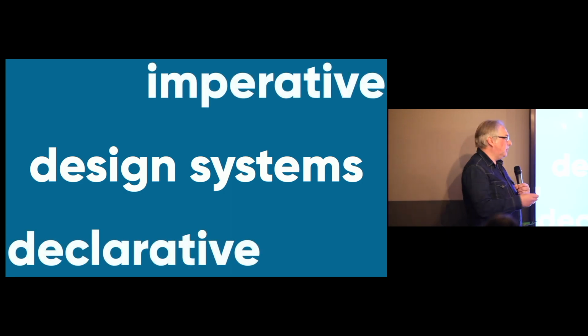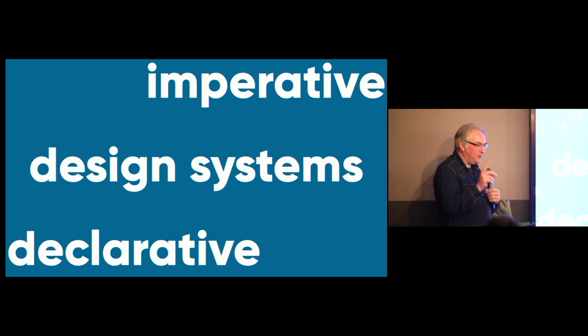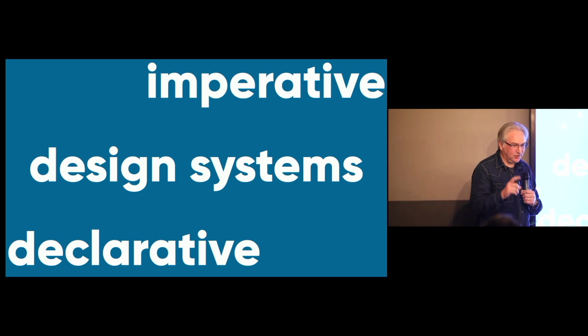And it won't surprise you to learn that I think there's two ways of approaching design systems, an imperative way and a declarative way. But before I look at those two ways, I want to back up and talk about two ways of thinking about thinking. Two ways of approaching problem solving. And these aren't two new ways I'm talking about here. This predates the digital by a long, long time.